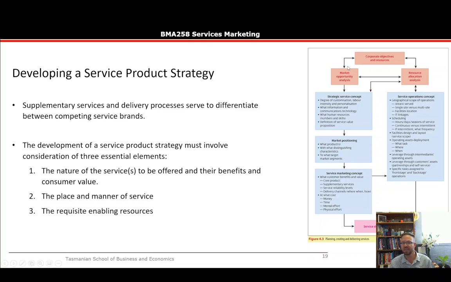So in here we've got a model that has these things in there. The first one is the corporate objectives and resources, which form part of our strategy. When we talk about strategy, a lot of people think of strategy as a plan, and they don't really know the difference between a plan and a strategy. The difference is strategies allocate resources to obtain objectives.